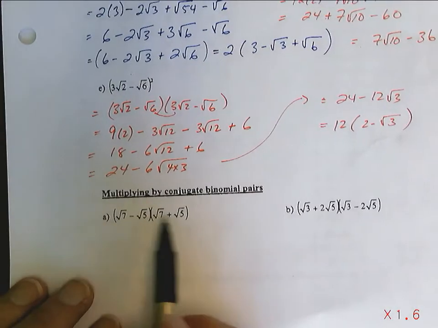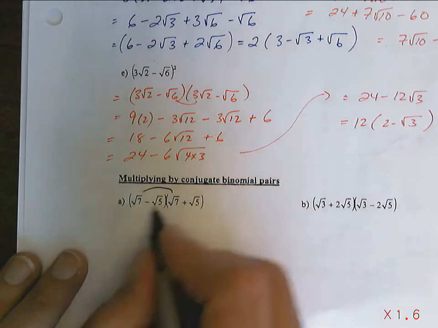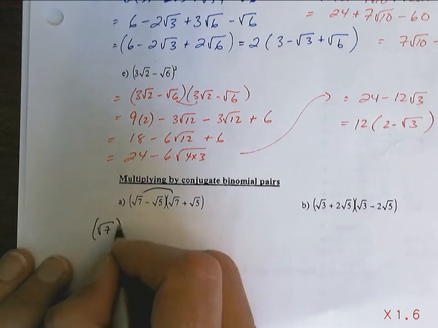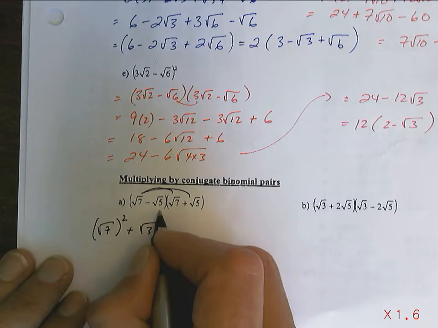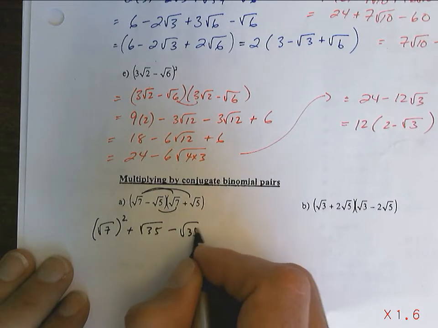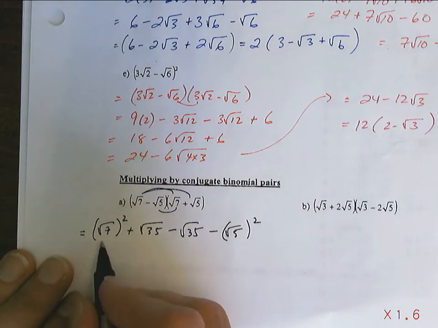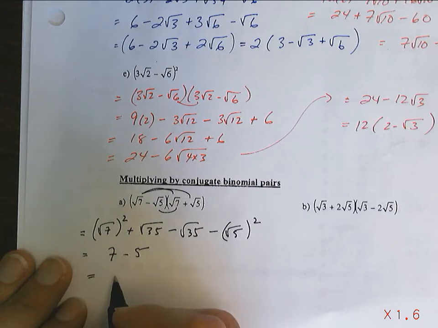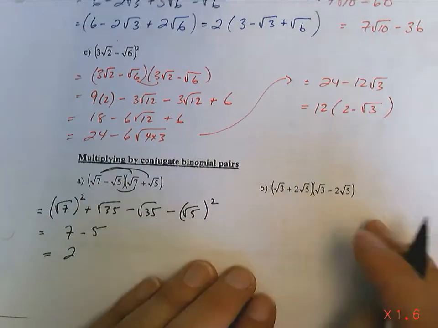Okay, so multiplying by conjugate binomial pairs. We can do it the long way. Root 7 times root 7 is root 7 squared plus root 35 minus root 35 minus root 5 squared, which will be 7 minus 5, which will be 2. Or we can start simplifying it if we know what we're doing.